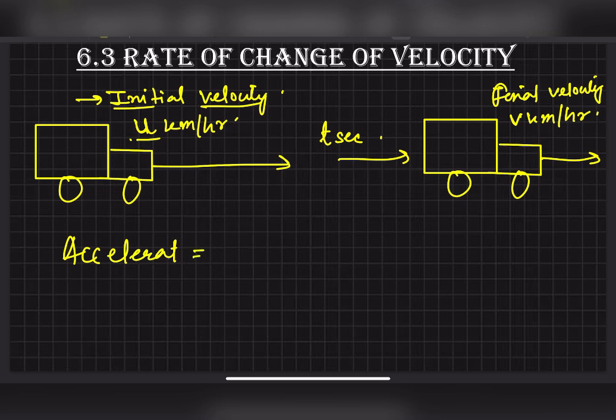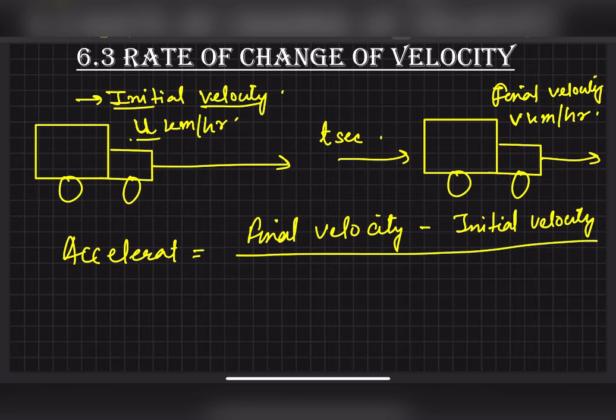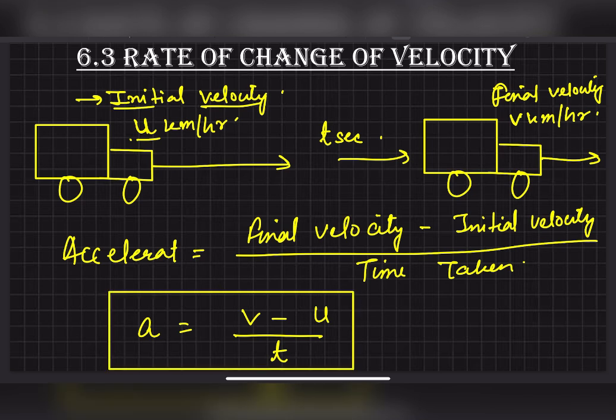Acceleration will be equal to final velocity minus initial velocity, divided by time taken. Or we can write: final velocity is v, initial is u, time is t, acceleration is a. So this is a very important formula you need to keep in your mind.